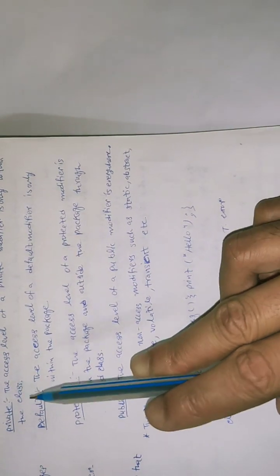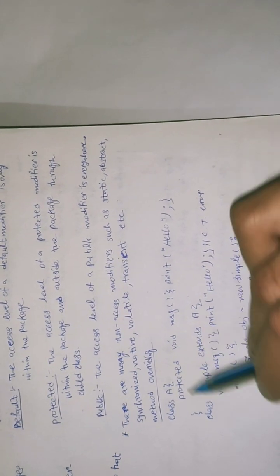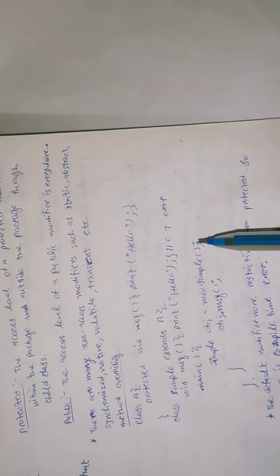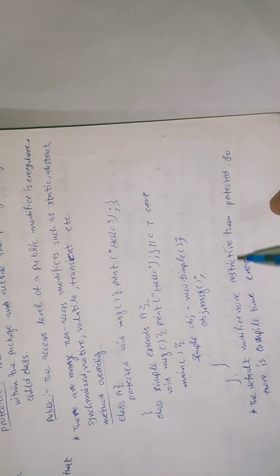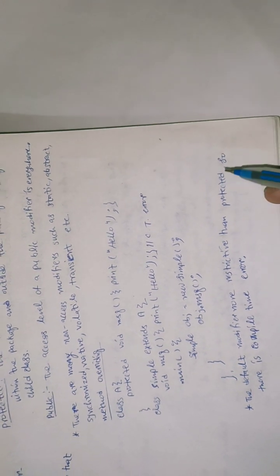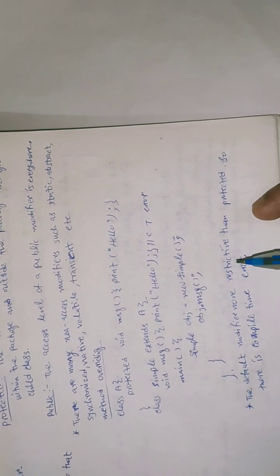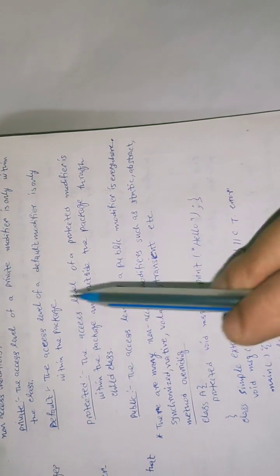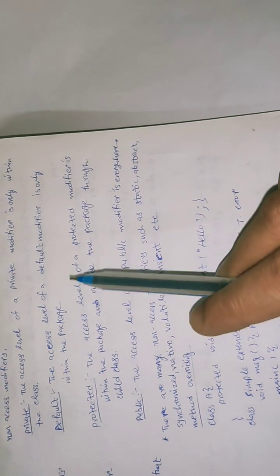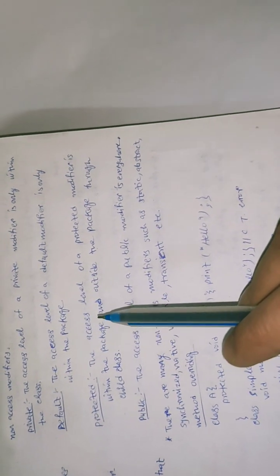But if it is private or default, and the parent is protected and this is the child class, it will give an error. So in the simple object, new simple object, message is the method, and this will create an error. The default modifier is more restrictive than protected, so there is a compile time error. So we can't degrade the accessibility level from parent class to child class. We can upgrade the accessibility level of the particular member, the particular method.